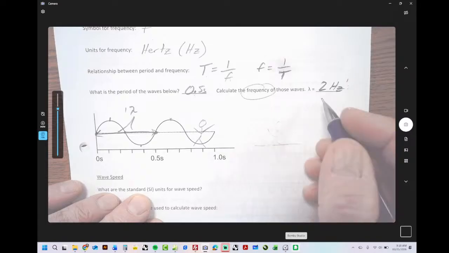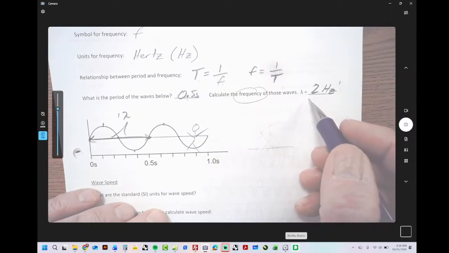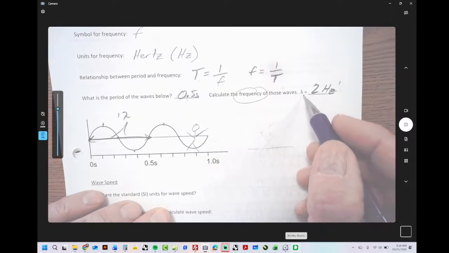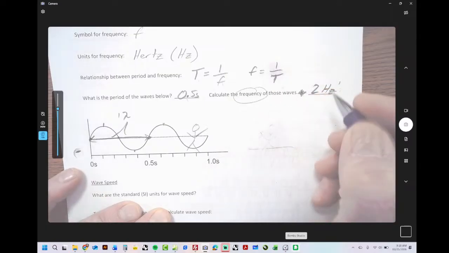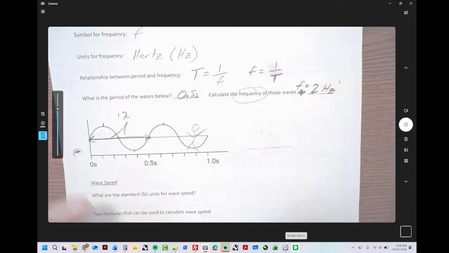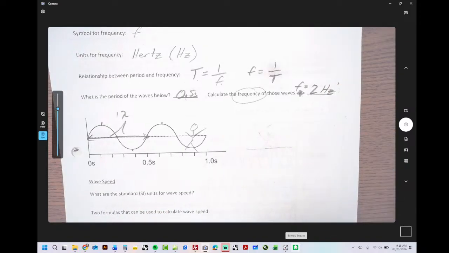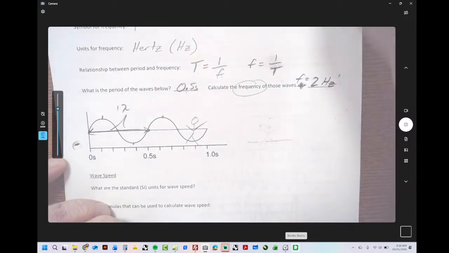So we have already figured out the period of this, and I could just use this formula to calculate the frequency. Hey, look, I screwed up again, but it wasn't today. I wrote lambda equals 2 hertz. What's the symbol for frequency? F. Yeah, it should be F. All kinds of mistakes in here, but I'll get it right eventually.